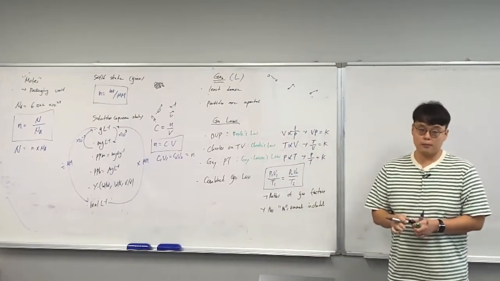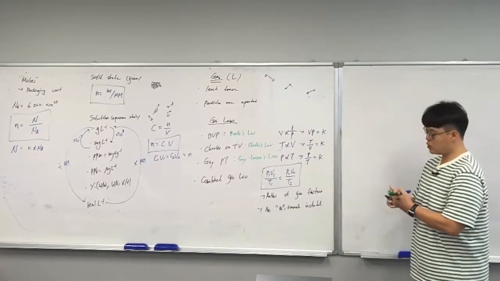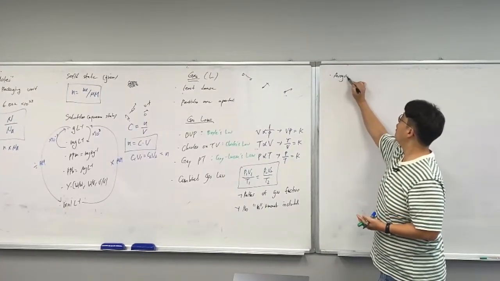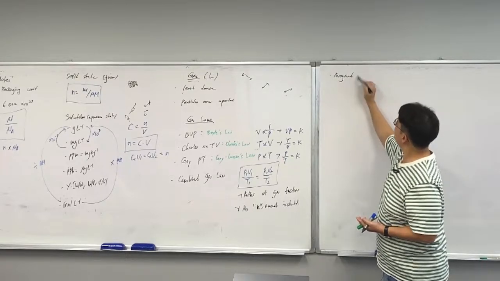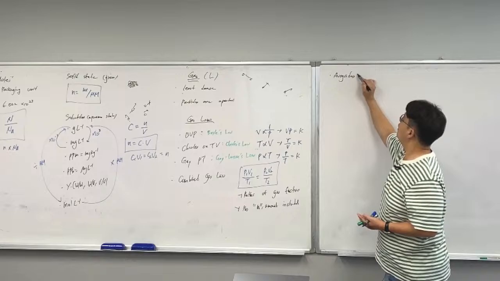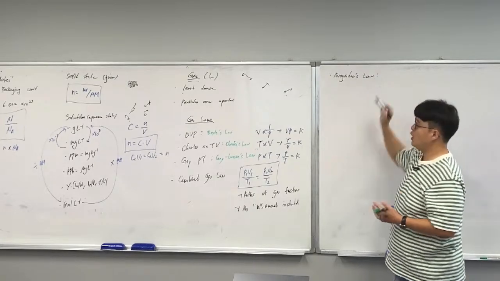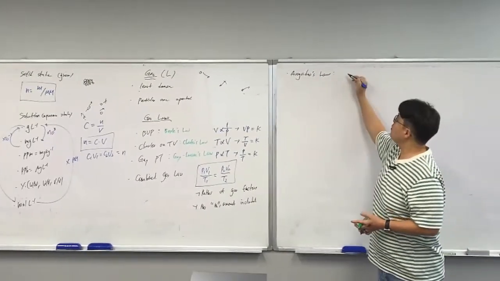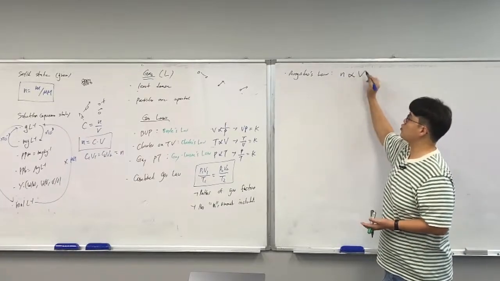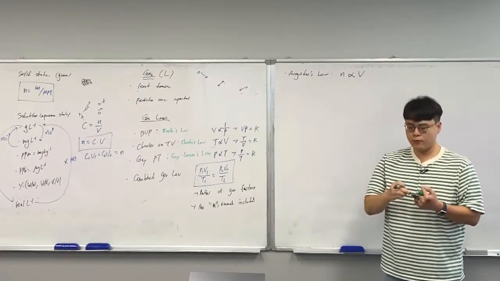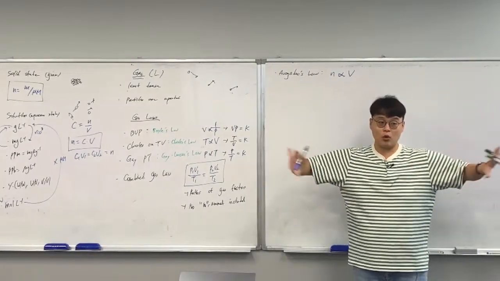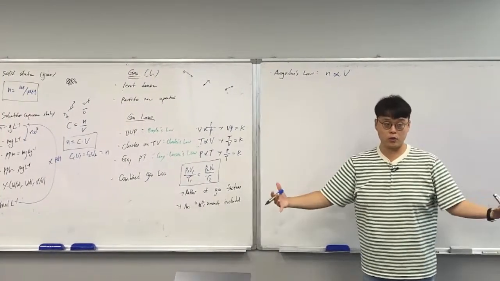Why is that a problem? Because according to Avogadro's law, the number of moles, or the amount, is directly proportional to the volume. It's really simple. If you have a lot of gas particles, obviously you're going to expand them more, so that you will get a greater volume too.